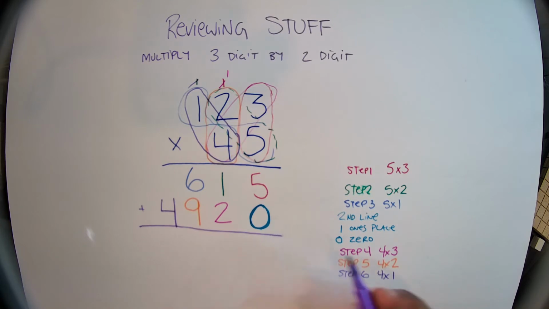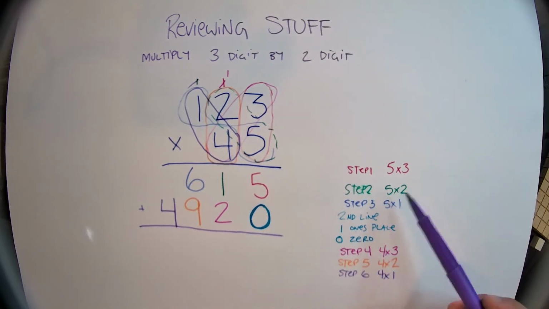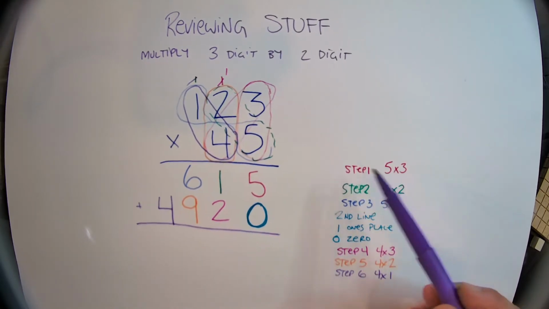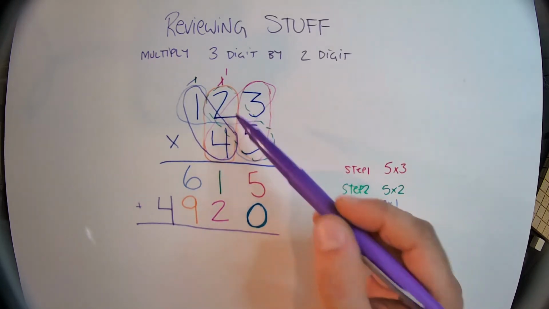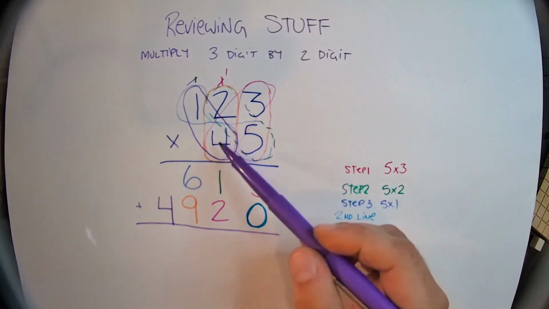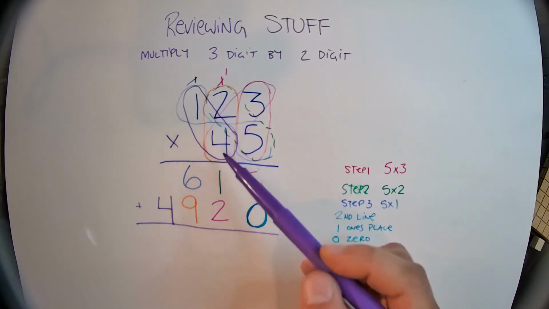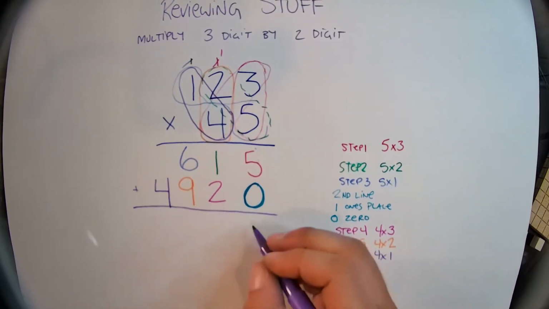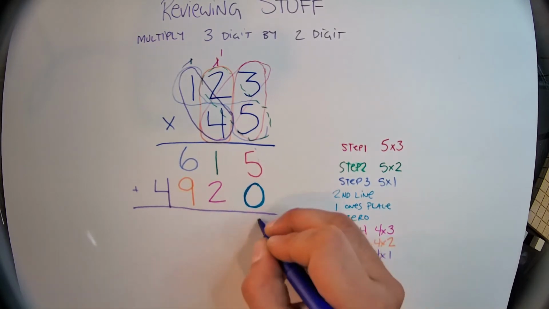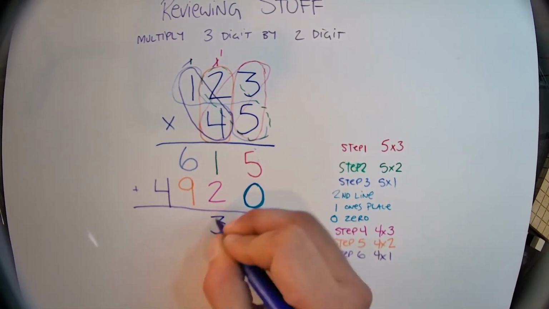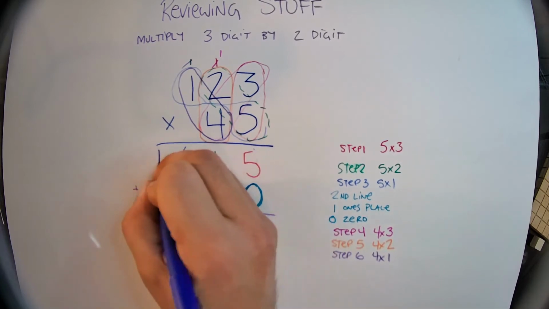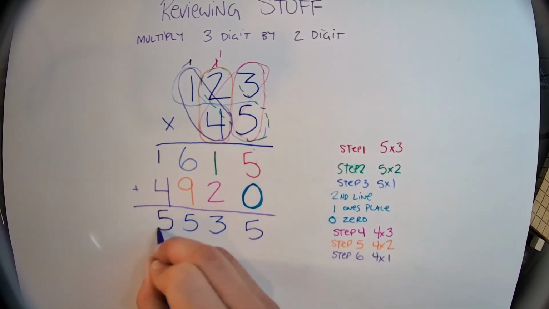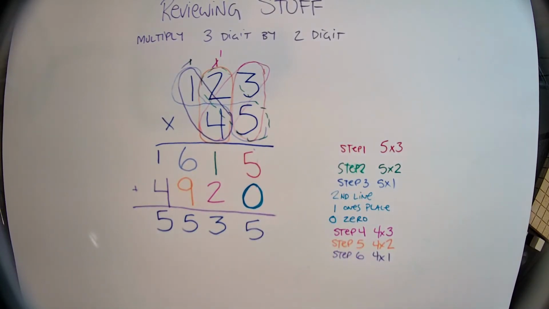Okay. So as you can see, essentially all we did was 6 math facts. 5 times 3, 5 times 2, 5 times 1. You also did 4 times 3, 4 times 2, 4 times 1. All right, there's our list of math facts that we did. Once we add this all together, we get the answer 5,535. Put a comma right there after the first 3 digits from the back side.